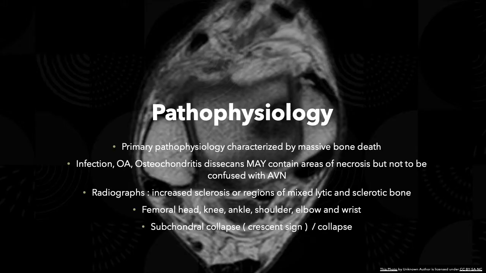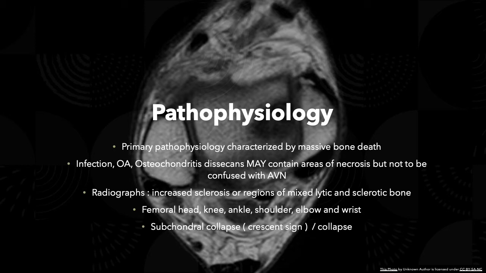The primary pathophysiology of avascular necrosis is characterized by massive bone death. And although infection, osteoarthritis, and osteochondritis dissecans may contain areas of necrosis, they should not be misconstrued to be the same as the pathological process of avascular necrosis. Radiographically, AVN presents with increased areas of bone sclerosis or regions of mixed lytic and sclerotic bone.